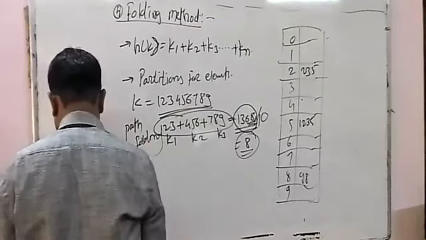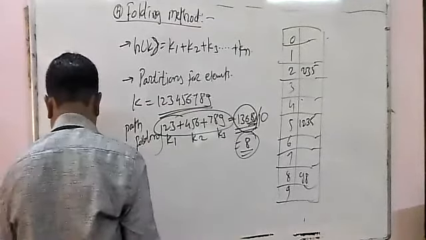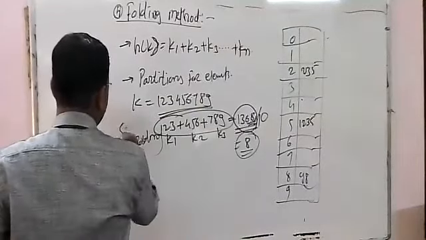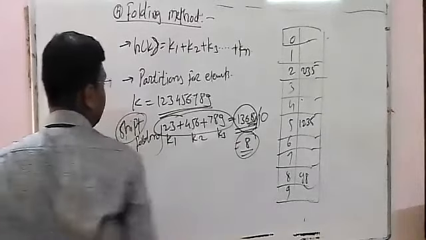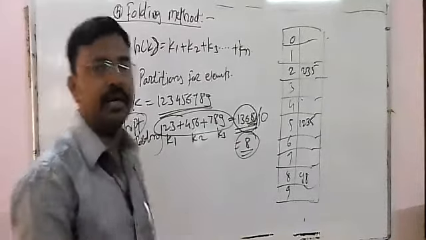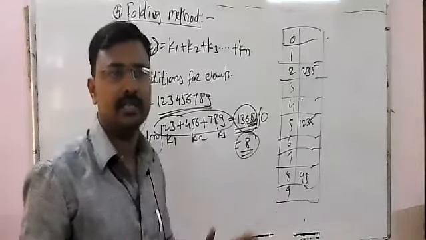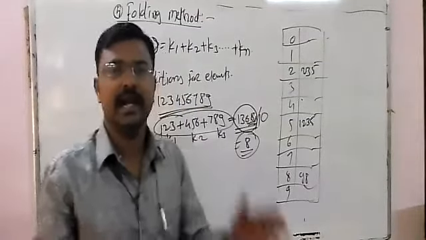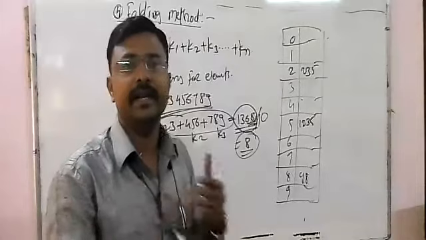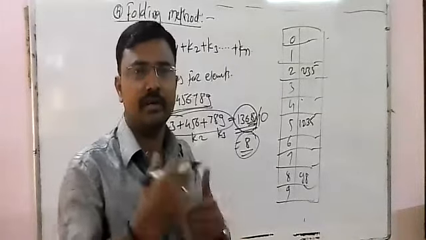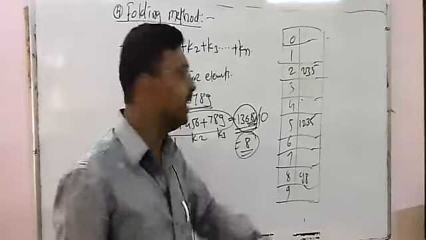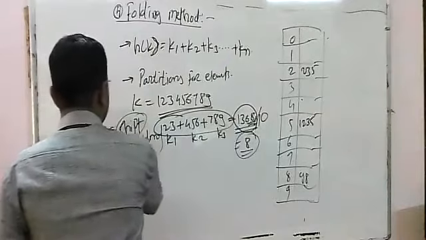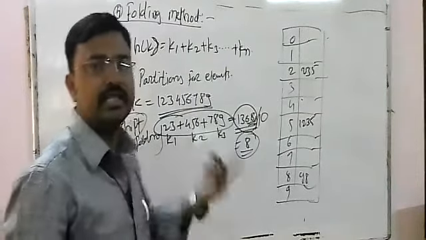In short, here we are going to divide, or it is also called shift folding. Shift folding. We have divided the whole key into three parts, or however many parts there may be, and we have just added them. Then we have applied a technique, mid square, truncation, or modulo division, and found the final key value. Okay, this is your shift folding.